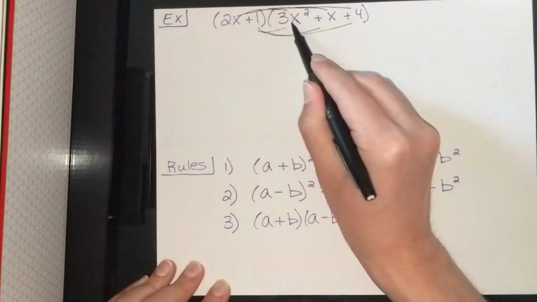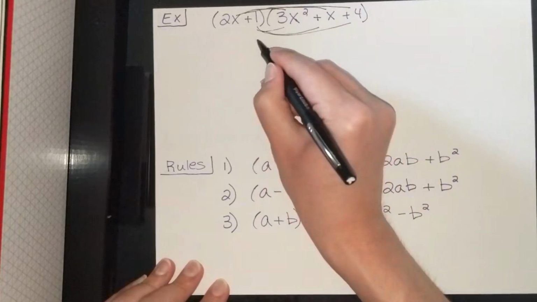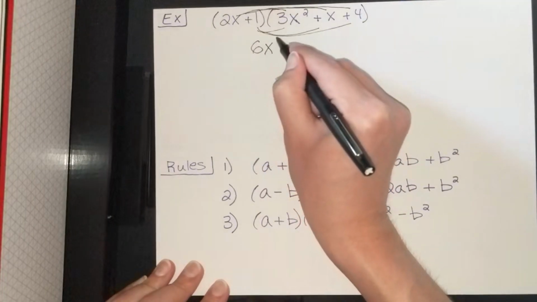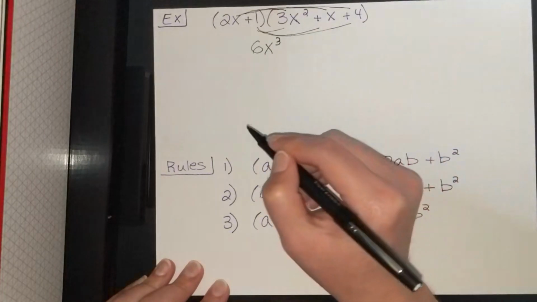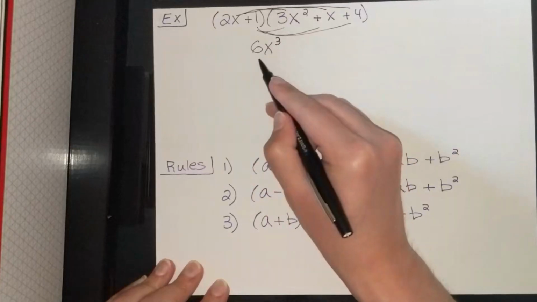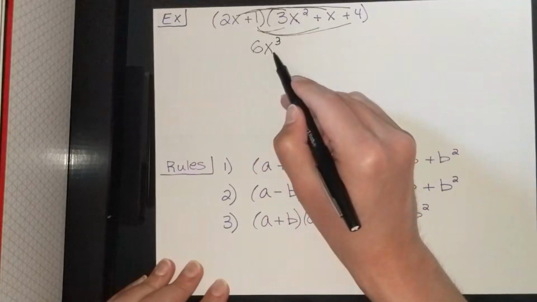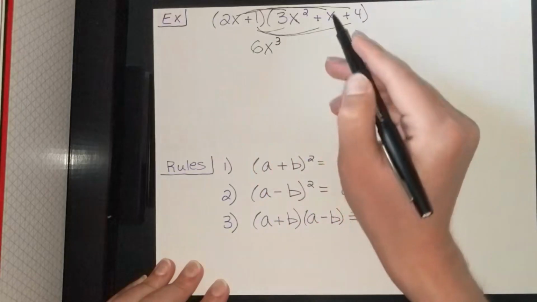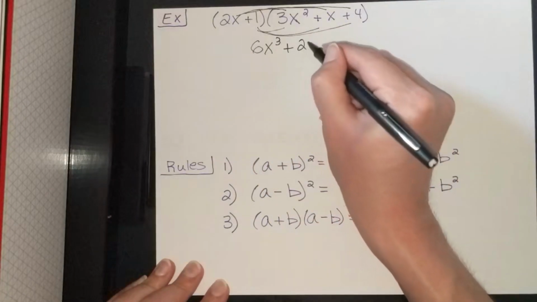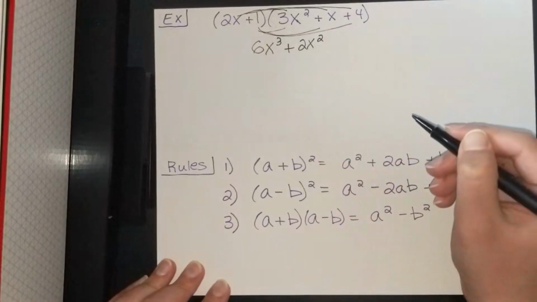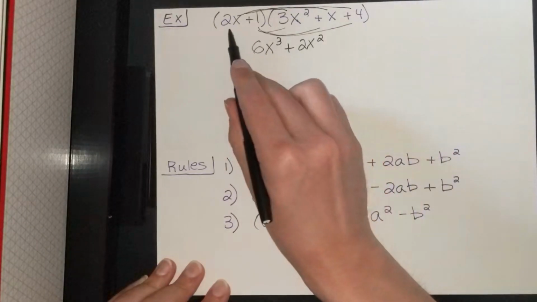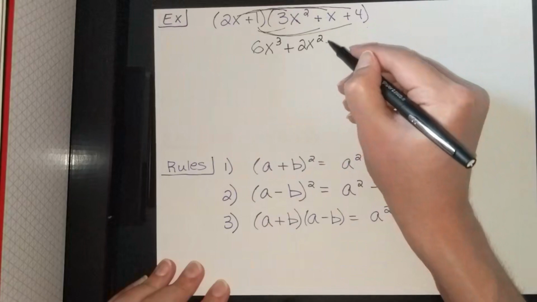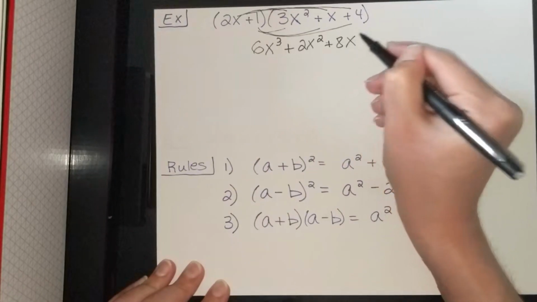So 2x times 3x squared gives us 6x cubed. 2 times 3 is 6. X times x squared is x cubed. Then 2x times x gives us plus 2x squared. And finally, 2x times 4 gives us plus 8x.